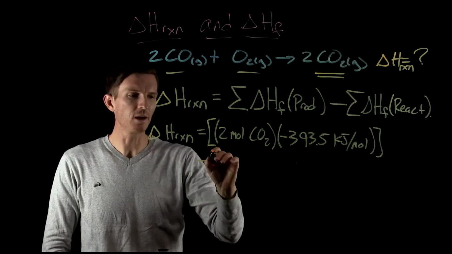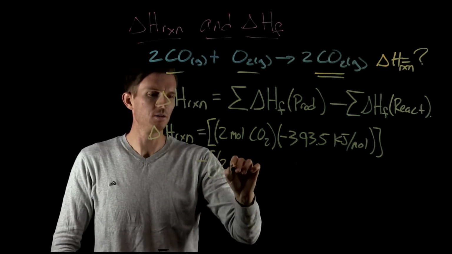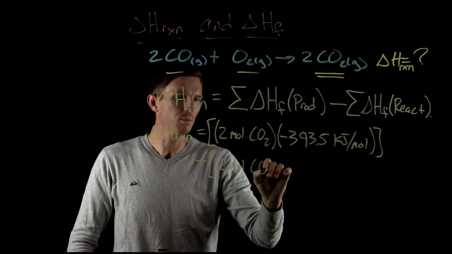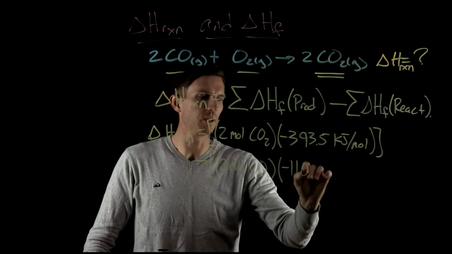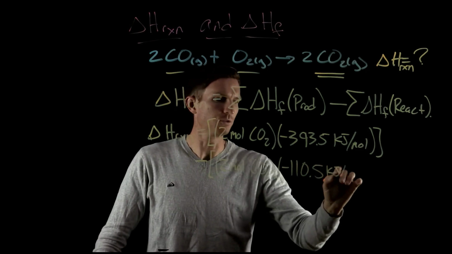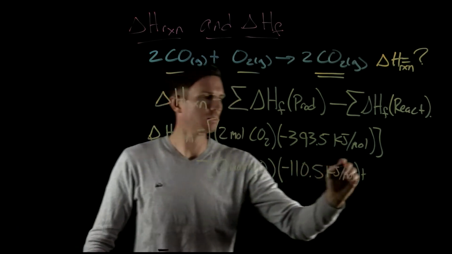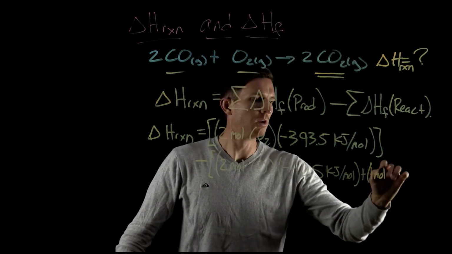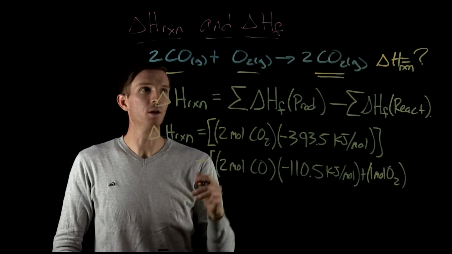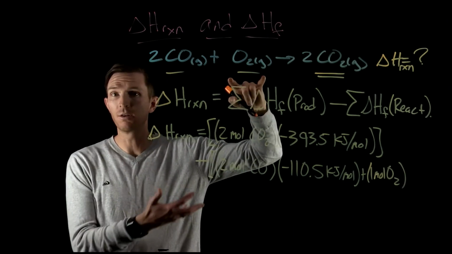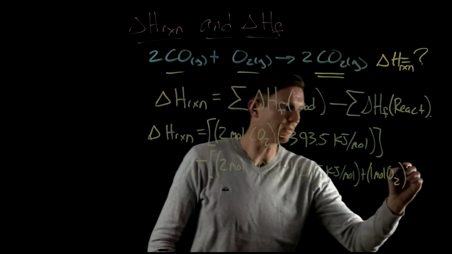From that, we're going to subtract the sum of my reactants. So that's our carbon monoxide, so 2 moles carbon monoxide, and the enthalpy of formation of that is negative 110.5 kilojoules per mole. And then we're going to add to that our oxygen. Okay, so we have 1 mole of oxygen. Now if we go back and remember when we talked about enthalpies of formation, this is an element in its naturally occurring pure state. Its enthalpy of formation is 0, right? It's our sea level.